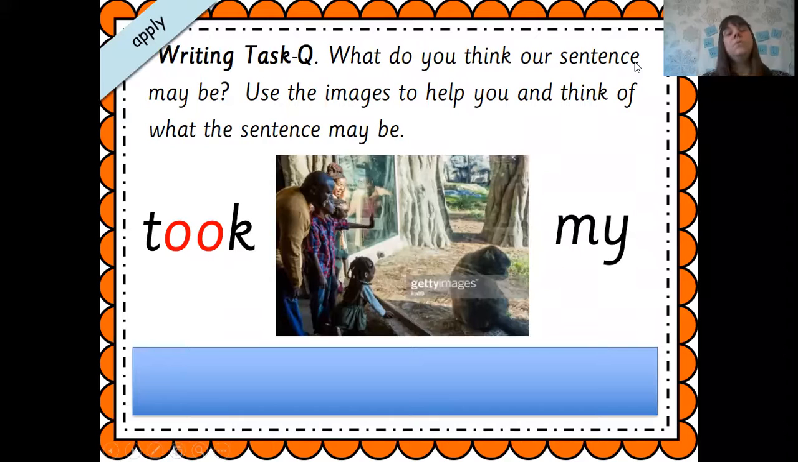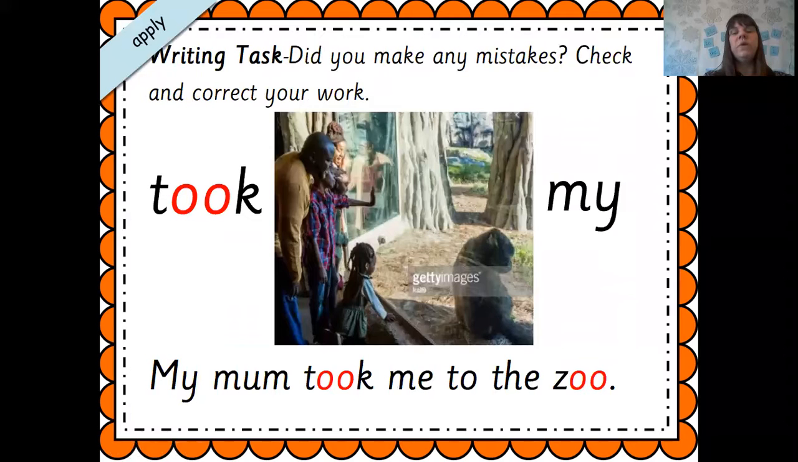So now you've got one more sentence to do with your adults at home. Again, we've got a couple of clues and we will be working on the word my. Here we've got took. I know that the children are with their mum and dad, but I've just used mum in this sentence. So the sentence that you're going to write with your adult is, my mum took me to the zoo. My mum took me to the zoo.